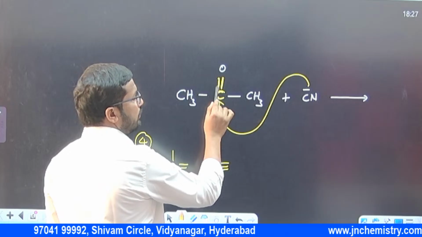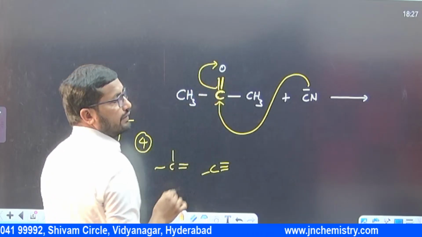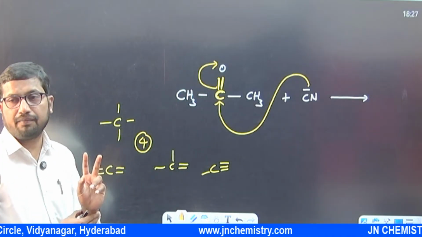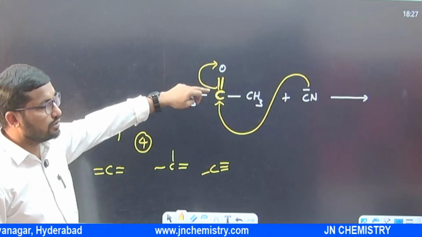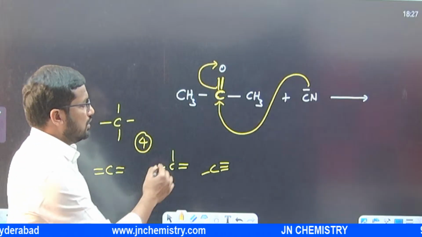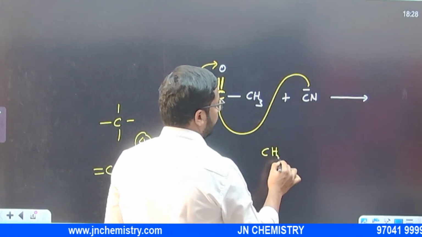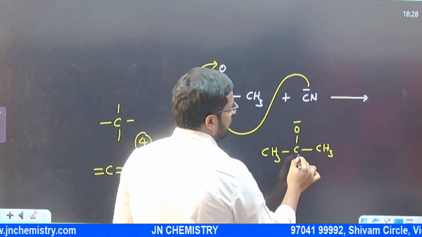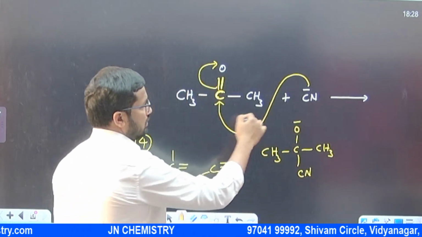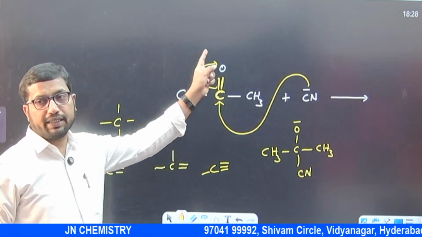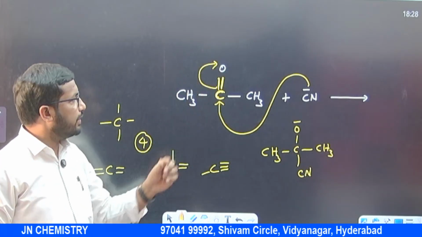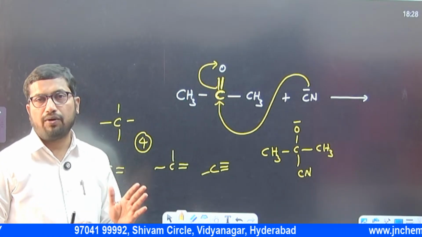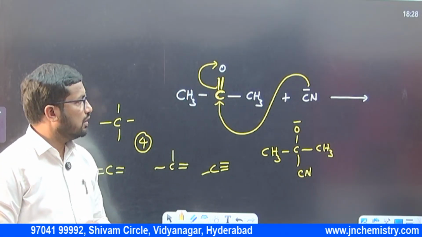So one of the pi bonds undergoes heterolytic cleavage. Between carbon and oxygen, which is more electronegative? Oxygen. So the electrons move like this: CH3, CO minus, CH3, CN. So this is how heterolytic cleavage of the bond takes place. I am speaking only about how the bond is cleaving, how the bond is breaking, right?